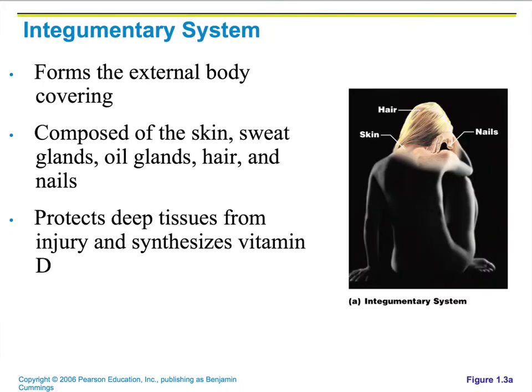The integumentary system is the skin. It forms the external covering of the body, and also includes sweat glands and oil glands, hair, and nails. And it functions to help protect our tissues and help synthesize vitamin D.